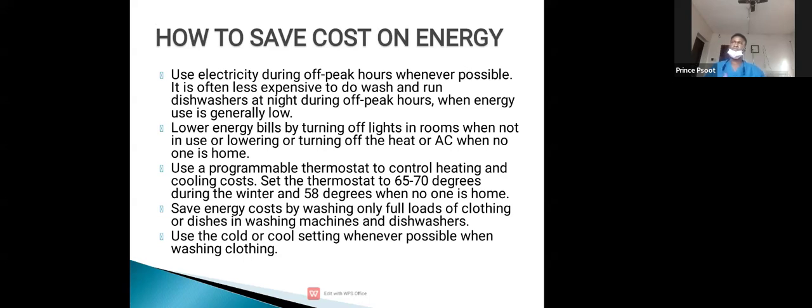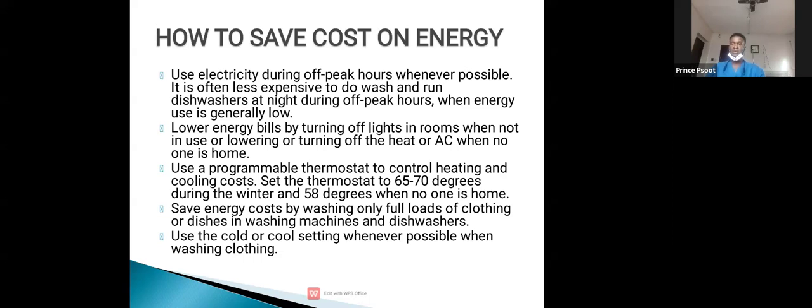But using these dishwashers, washing machine and lights during the peak hours, the energy consumed will be very, very much. Also, you lower energy bills by turning off lights in rooms when not in use, or by lowering or turning off the heat or the air conditioner when no one is home.